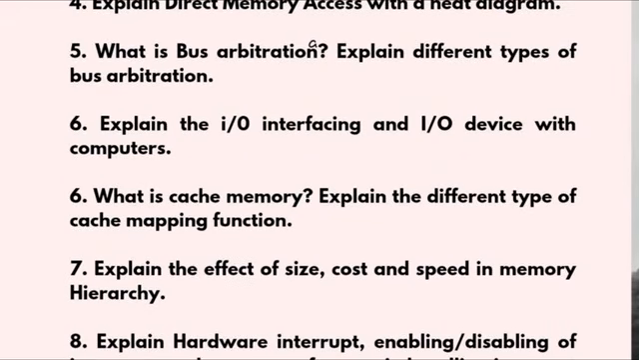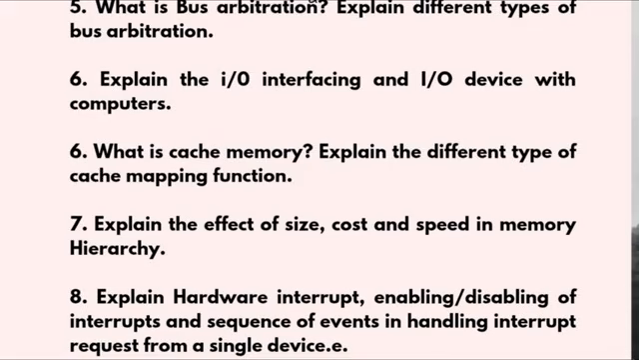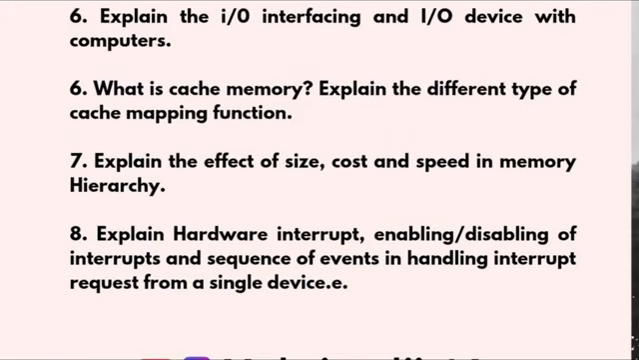And the next one: what is cache memory? Important question. Explain the different types of cache mapping functions. Next, explain the effect of size, cost and speed in memory hierarchy, and explain hardware interrupt enabling or disabling of interrupts and the sequence of events in handling an interrupt request from a single device. So these are again 8 questions from your module 4. Go through these super important questions in order to grab more marks.